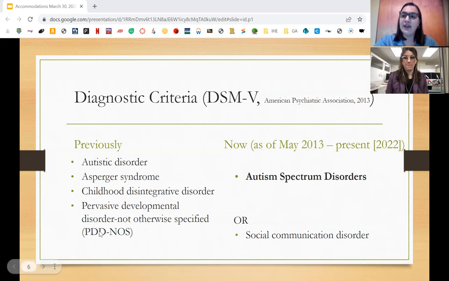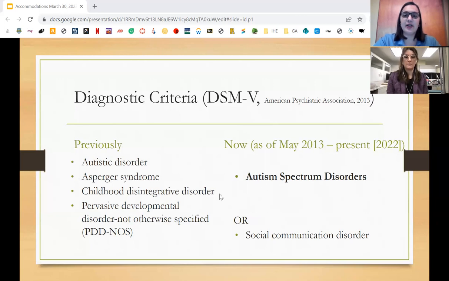A lot of people still use the language associated with these disorders that are no longer recognized by the DSM-5. So again, that's the piece of the identity-first language that we talked about last week. There are a lot of people who still identify as having Asperger's, and that is absolutely a way to understand a lot of these same things that we're going to be talking about that are now officially called autism spectrum disorders.